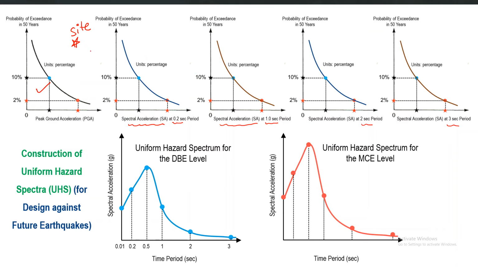same site, what we can do then is that we can fix a definition of hazard, for example 10% probability of exceedance in 50 years. Corresponding to that hazard definition, we can pick all of these acceleration values: PGA value, spectral acceleration at 0.2 second, spectral acceleration at 1 second, 2 second, 3 second. For the same definition, let's say 10% probability of exceedance, this blue dot, on all of the curves corresponding to the blue dot, we can pick the acceleration value, PGA also and spectral acceleration at different time periods also.